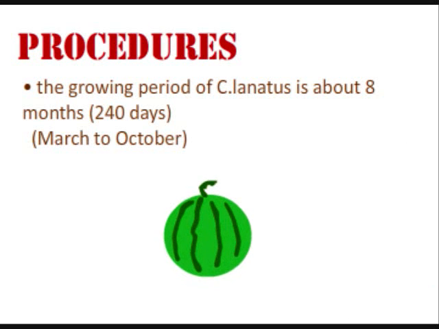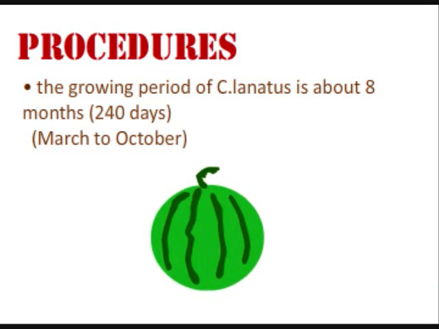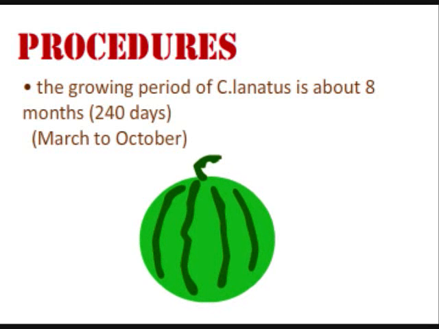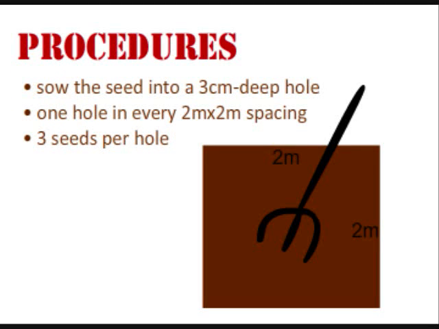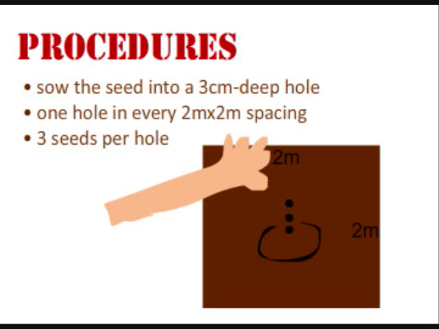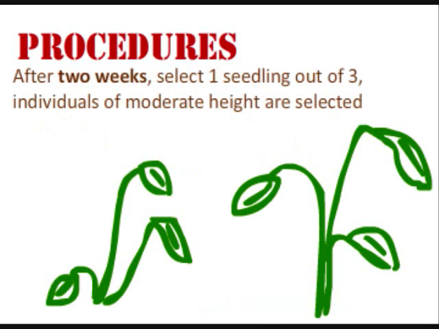Then, let's get started to grow watermelons. It is known that the growing period of the watermelon is about 8 months, from March to October. So, in March, we plow to turn over the upper layer of soil. Then we sow the seeds into 3 cm deep holes. There is 1 hole in every 2 meters times 2 meters spacing. 3 seeds are placed in each hole.